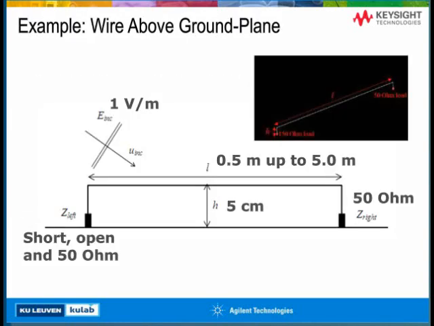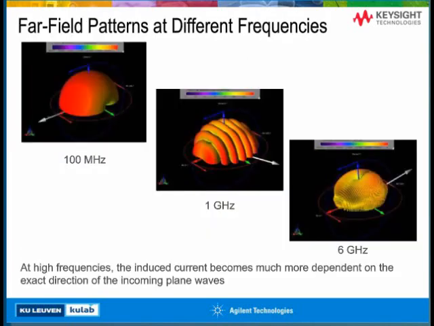We applied this to a simple example. This is a wire above a ground plane. It's a cable at 5 centimeters above a ground plane, where we changed the length of the cable from 50 centimeters to 5 meters. At one end, we kept a fixed load of 50 ohm, and at the other end, representing the device under test, we changed the load between short, open, and 50 ohm. We had a plane wave of 1 volt per meter falling in from different directions, and we then tried to find the maximum current over the whole frequency range at the left side of the cable where the device under test is.